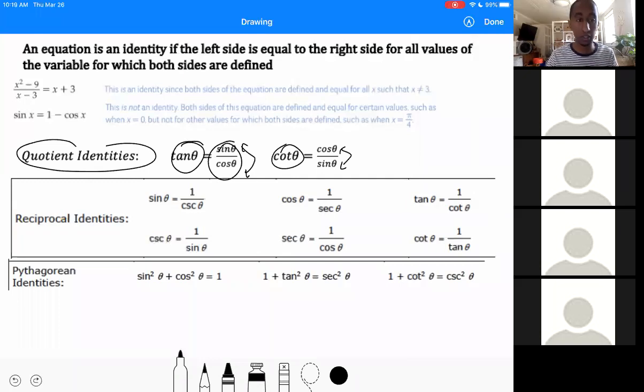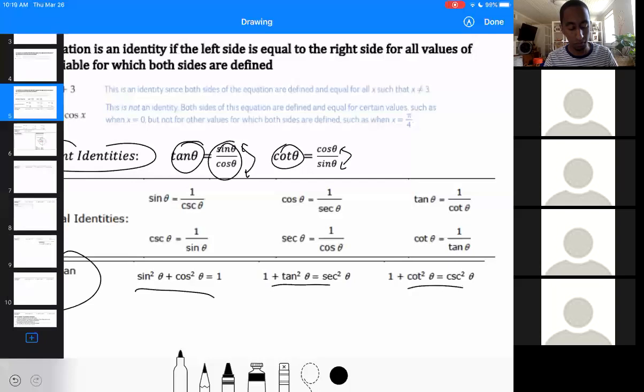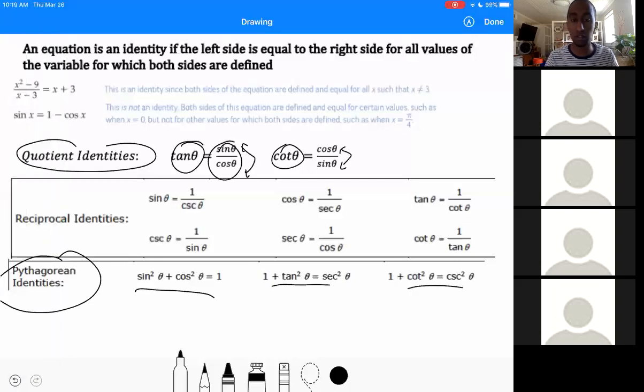Pythagorean identities. We talked briefly about this one. We're going to talk more about these two, which we haven't touched. Those are all identities. So we're going to explore a little bit of these more today. Any questions thus far?